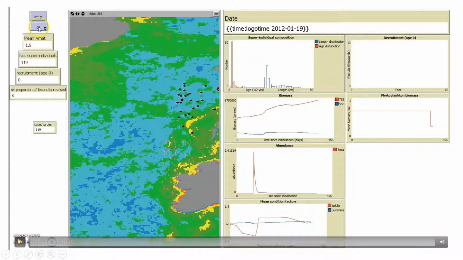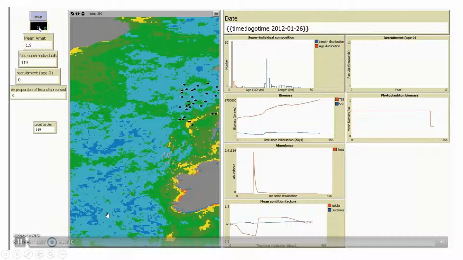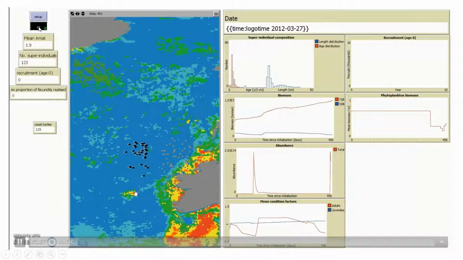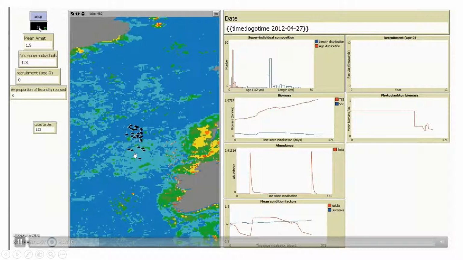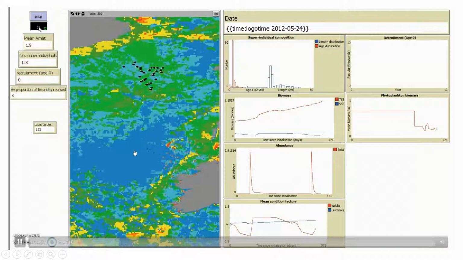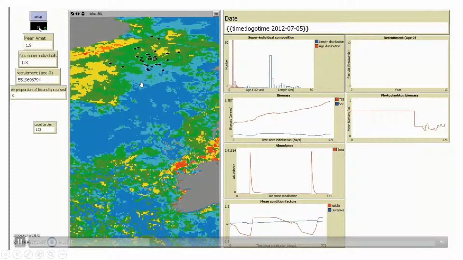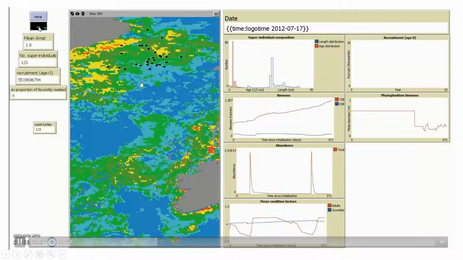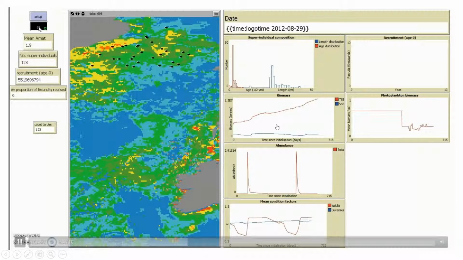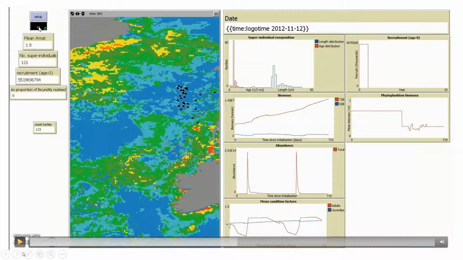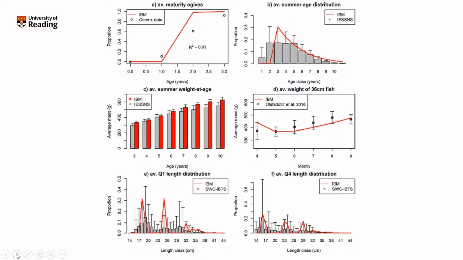And if we just run the model through, then you see that the mackerel are going down to spawn off the coast of Ireland, and they've spawned now, and they're moving up towards Iceland. This is the summer feeding season, lots of food up there. Then the dashboard on the right gives you the various things you may wish to know about the stock size and the condition of the fish and so on.